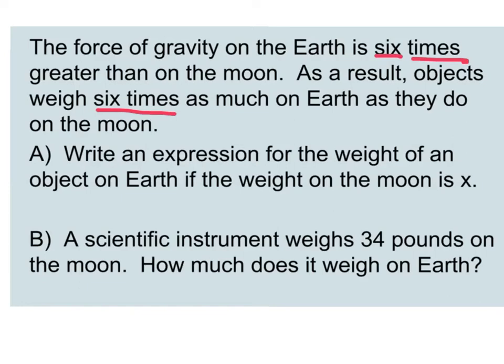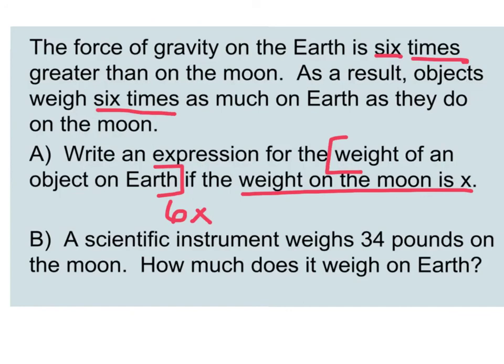Now the question asked again, write an expression for the weight of an object on Earth if the weight on the Moon is the unknown, the X. So if I have X and I weigh some amount on the Moon, to figure out what I'm going to be on Earth, I'm going to have to do 6 times that unknown, so 6 times X.